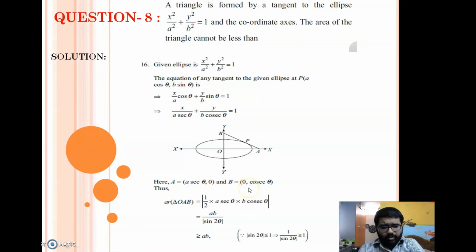The area of a right angle triangle is half into the product of the perpendicular sides. Therefore, half into modulus of OA and OB. Substitute those values, that is a sec θ and b cosec θ. We get ab by modulus of sin 2θ. But modulus of sin 2θ is less than or equal to 1. Therefore, 1 by modulus of sin 2θ is greater than or equal to 1. Therefore, the area will be greater than or equal to ab.